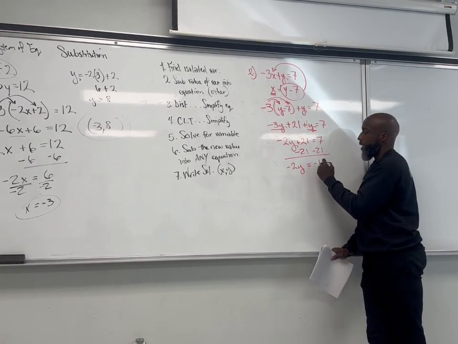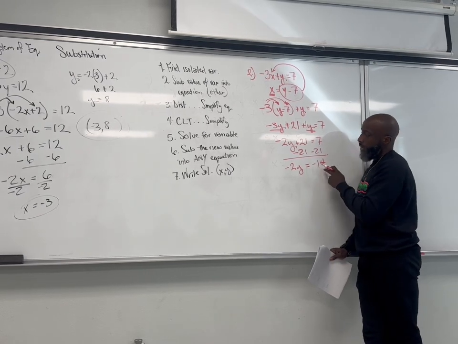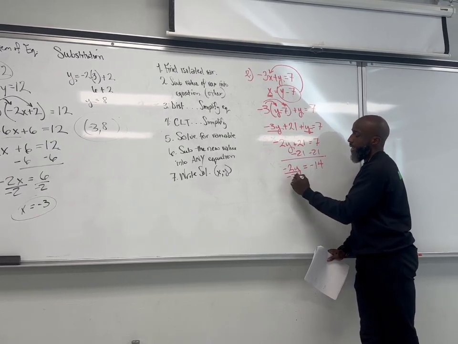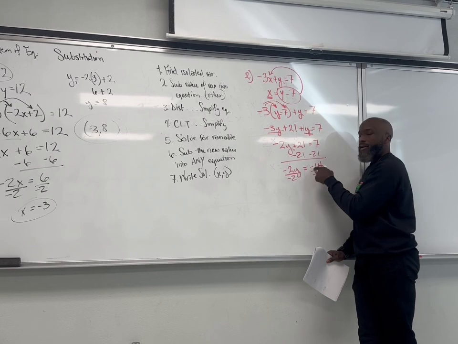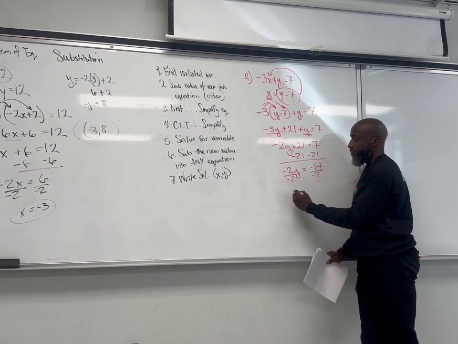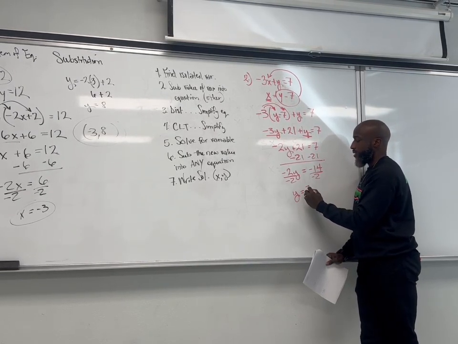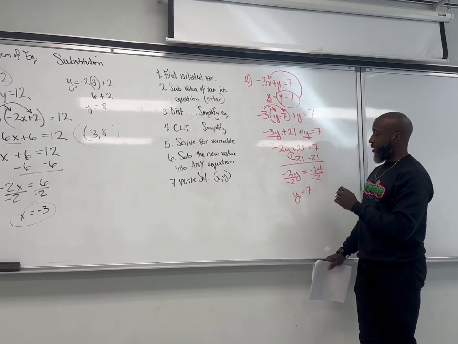That's negative 14. Good. Negative 14. Divide by negative 2. Negative 14 divided by negative 2, y equals 7. Okay, so we solved.